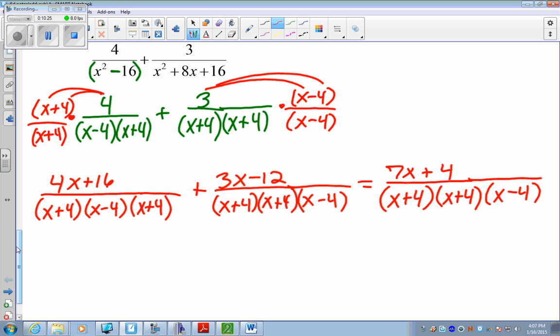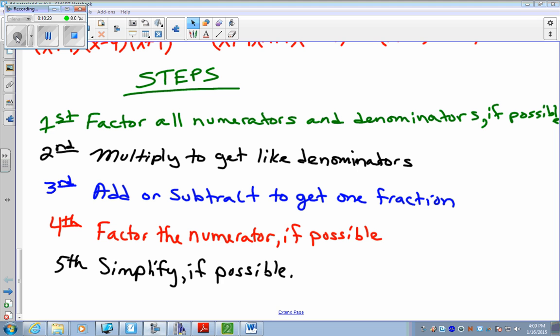Alright, so I wrote down all the steps for us. First, factor all the numerators and denominators if possible. Second, multiply to get like denominators. Third, add or subtract to get one fraction. Fourth, factor the numerator if possible. Fifth, simplify if possible. You do these 5 steps and you'll be on your way to success with 5D Part 1.